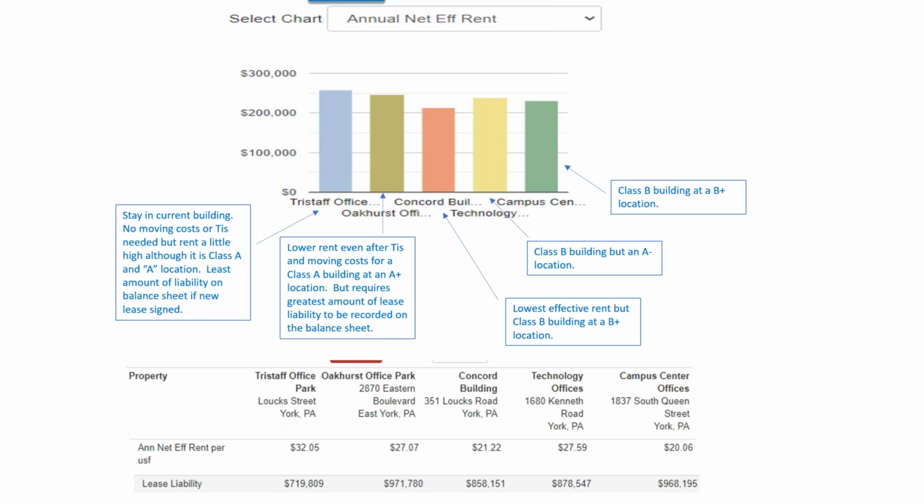Third one had the lowest effective rent, but it was a Class B building, and it was at a B+ location. So if that's really important to you, then just because it has the lowest rent doesn't mean it's the best. Maybe you're better off paying more rent and going for the Class A. It just really depends on the tenant, right? And then the next one was a Class B building, but it was an A- location, with a little bit more net effective rent. And then the last one was a Class B building, B+ location, didn't have the lowest rent, so probably throw that one out. So it probably boils down to a choice between just 2 of these, and the trade-off between what results in the lowest effective rent over the lease term, considering the moving costs and TIs and everything, but also, do you care about the impact on the balance sheet or not?